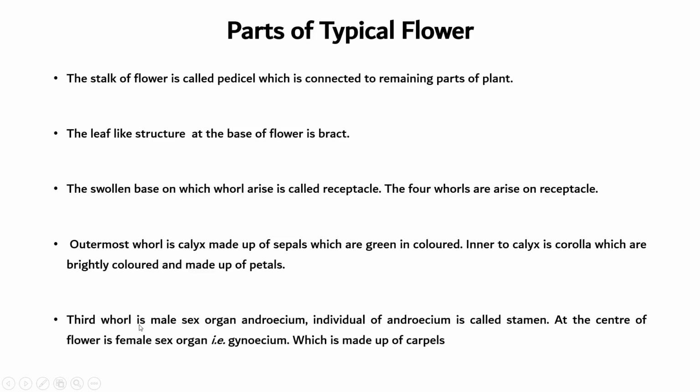The third whorl of the flower is the male sex organ, which is called androecium. And the individual of androecium is called stamen. At the center of the flower is the female sex organ, called gynoecium, which is placed at the center on the receptacle. And the individual of gynoecium is called carpel. Now these are the parts of the typical reproductive structure, that is, the flower.